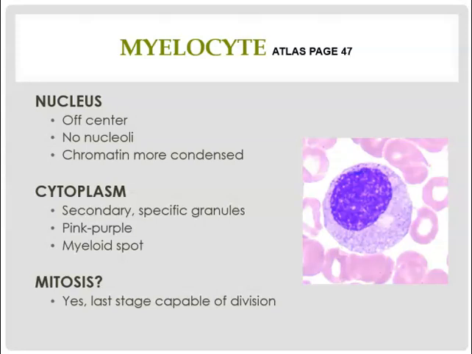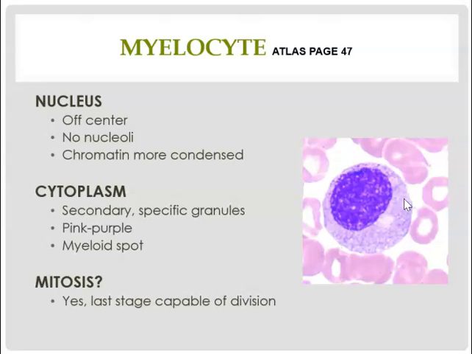The next stage is the myelocyte. This is on page 47 in your atlas. The nucleus is said to be off-center in the cell, and that is the case in this image we have here on the slide. You can no longer see nucleoli in the nucleus. The chromatin is more condensed, so this chromatin inside the nucleus should be darker and more packed. The cytoplasm has secondary granules or specific granules. So the granules inside start to look more like granules that are in the cytoplasm of a neutrophil in this case, because we're looking at neutrophils.